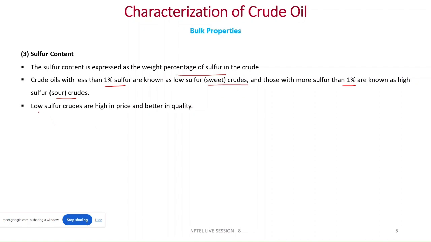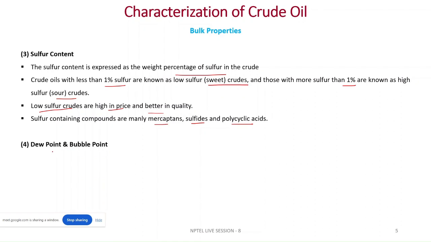We always prefer low sulfur crudes, because high sulfur crudes require a lot of chemical operations and processes. So ultimately, low sulfur crudes are highly in demand, high in price, and better in quality. Sulfur containing compounds are mainly mercaptans, sulfides and polycyclic compounds.